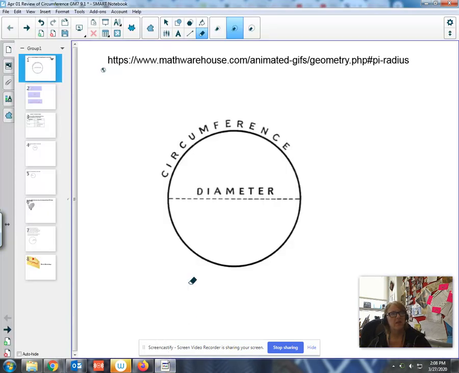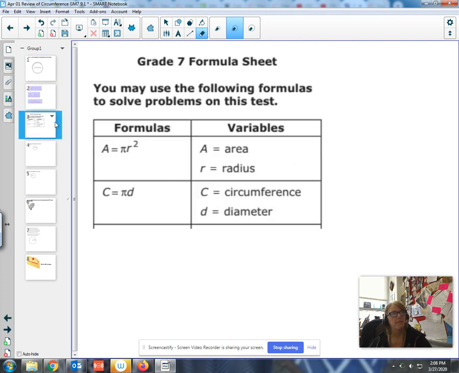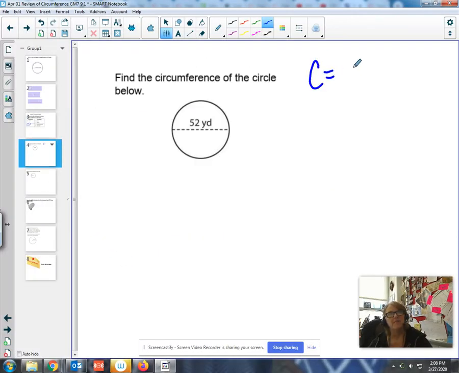So let's take a look and refresh your brain with what we're doing today. On your formula sheet, if you recall, and you might still have that with you, we are given the formula for circumference. It's pi times the diameter. So go ahead, get a piece of paper, write down that formula at the top. Here's a circle. Diameter is 52 yards. Find the circumference. Instead of using the pi button, which you might have on here, please let's just have everybody use the rounded approximation for pi, 3.14.